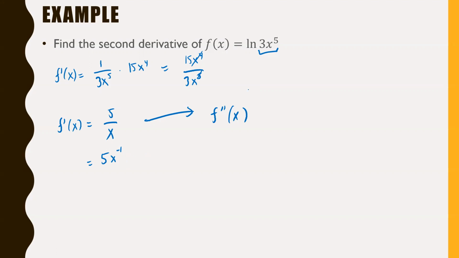The -1 is going to drop down out in front, so that's going to make it -5 times x, and then the exponent has to drop down by 1, so it'll be x to the -2. Now, again, like I said just a second ago, we don't like negative exponents. So what we do is we change that back to a positive exponent. To change a negative exponent to a positive exponent, you just put it in a denominator. So this will be -5 over x to the power of +2. And that would be our second derivative. All right, so we're almost done here. I think we've only got one last question.